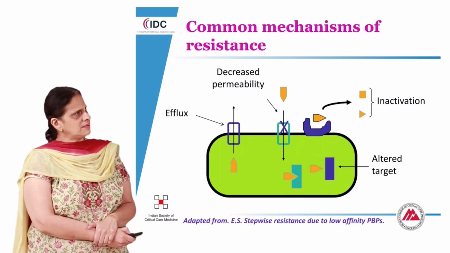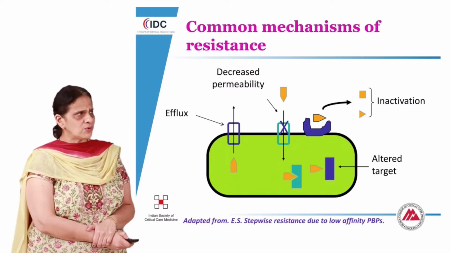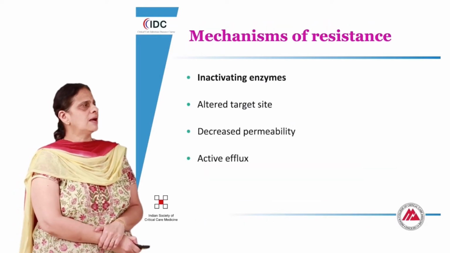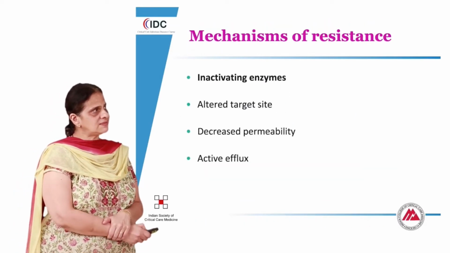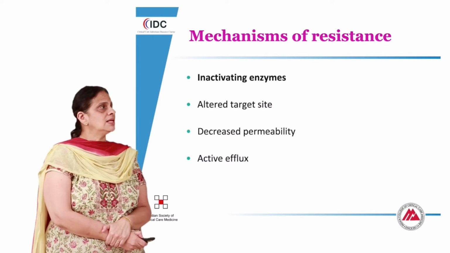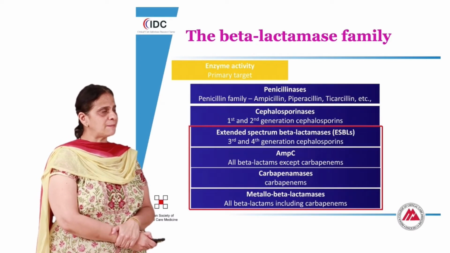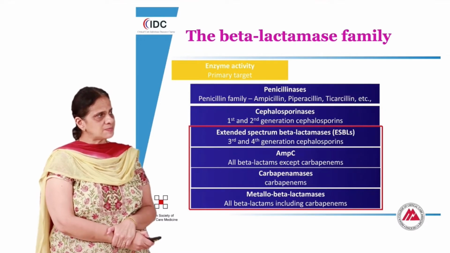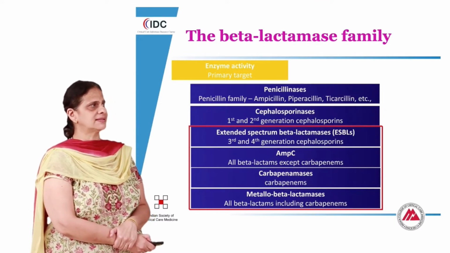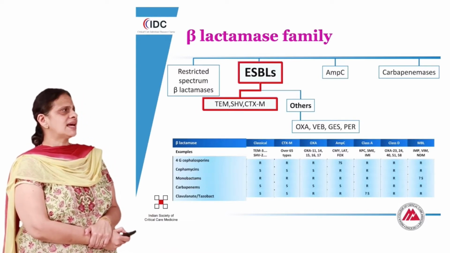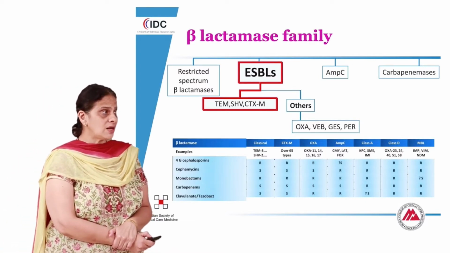Now these are the common resistance mechanisms that all of you are familiar with: decreased permeability, efflux, inactivation, and altered target. I'm only going to do one because I believe that this topic will be dealt with again. So let's look at inactivating enzymes. And this is the beta-lactamase family. And you have ESBLs, AmpC, carbapenemases, and metallo-beta-lactamases. And look at how you can actually from the antibiogram decipher whether this was an ESBL or not.